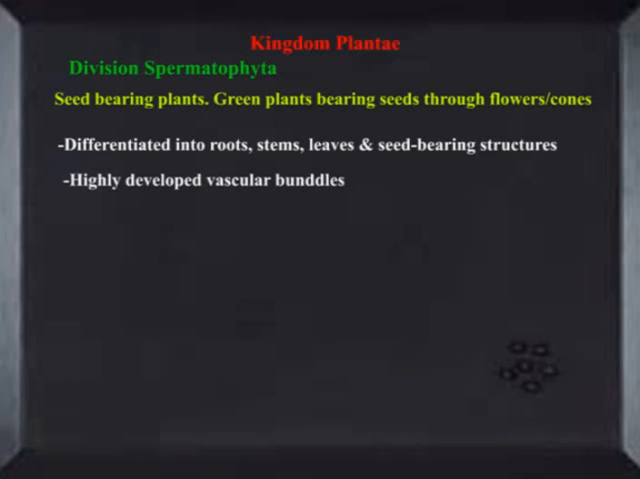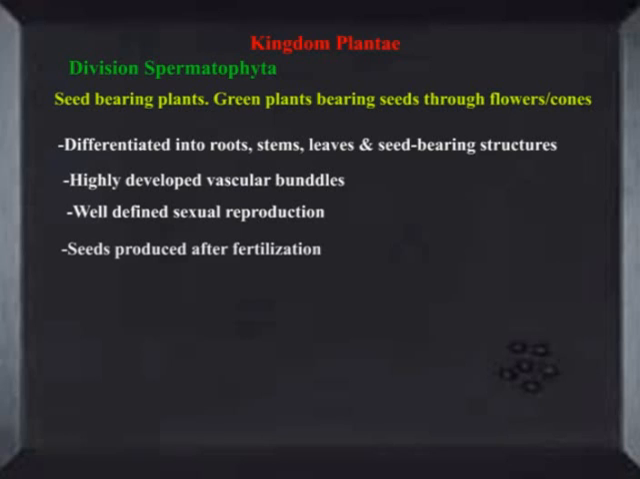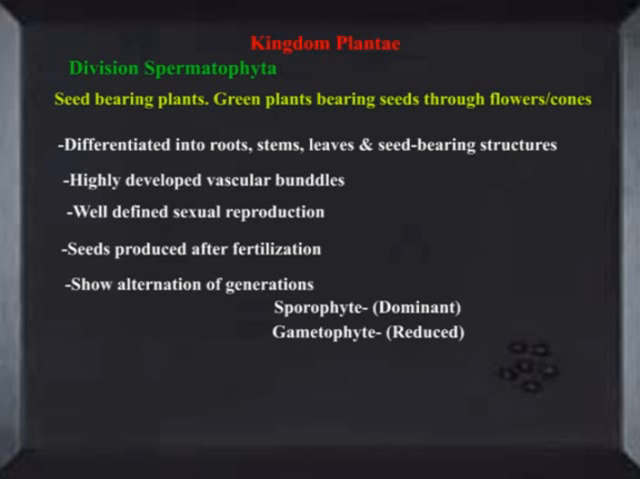The vascular system is highly developed with xylem tissues containing both the vessels and the tracheids. Sexual reproduction is well defined. Fertilization is preceded by growth of a pollen tube and does not depend on water like in other groups. Seeds are produced after fertilization. They have alternation of generations where the sporophyte is the dominant generation and the gametophyte is greatly reduced and enclosed within the sporophyte. They also contain chlorophyll and hence are photosynthetic.